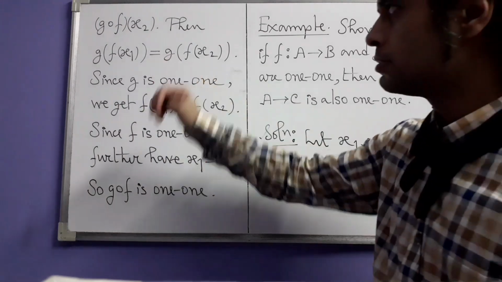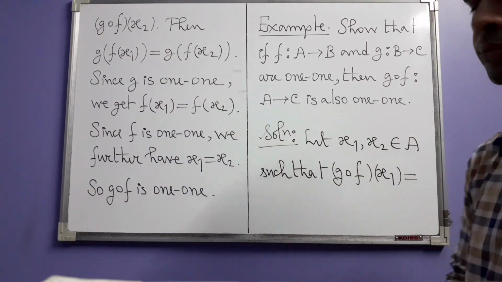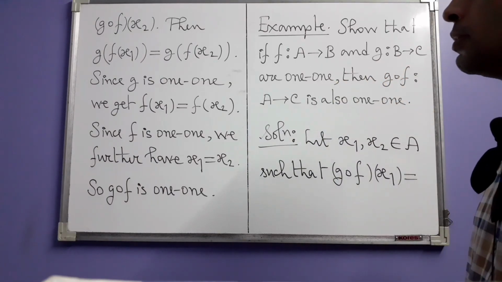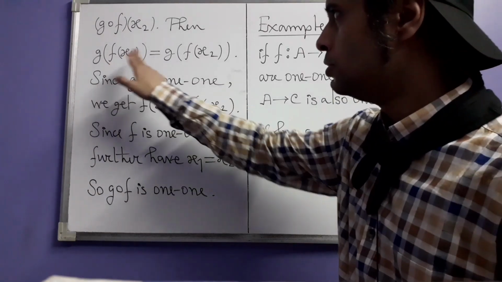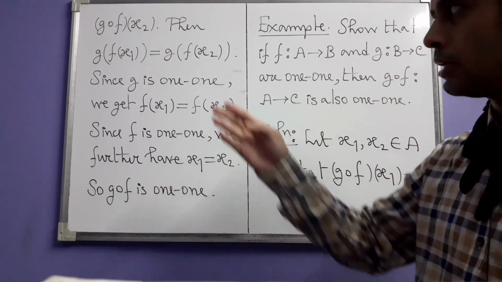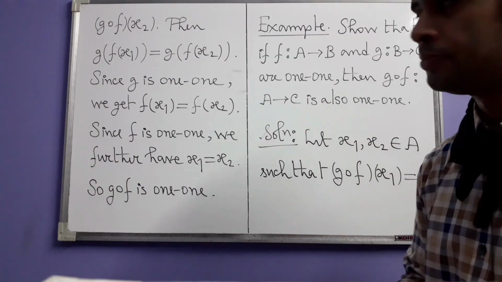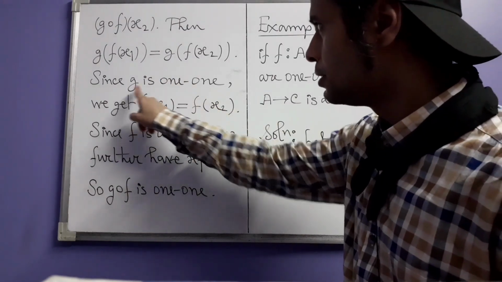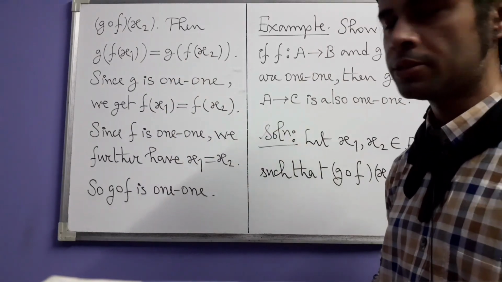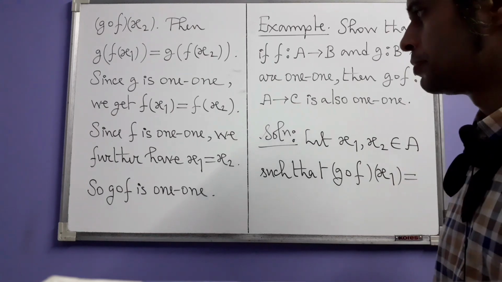Which just means g of f of x1 is equal to g of f of x2. Now it is given that g is 1-1, and you see that these two g values are equal. Because g is 1-1 and two images are equal, the inputs must also be equal. That is why, since g is 1-1, we get f of x1 equal to f of x2, because those are the inputs for which these two g values are equal.